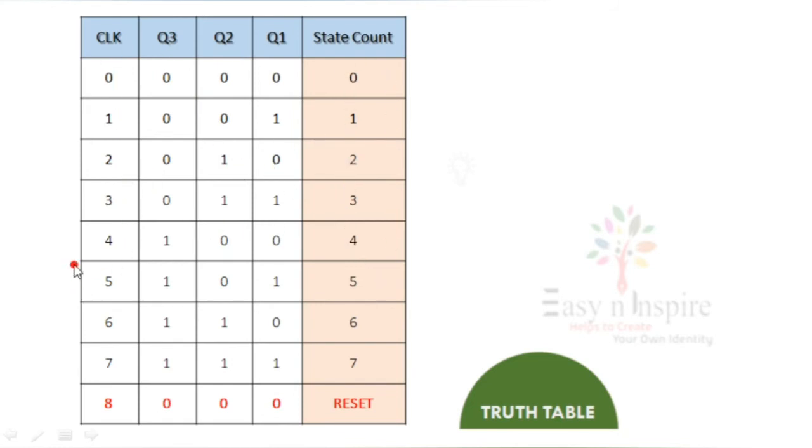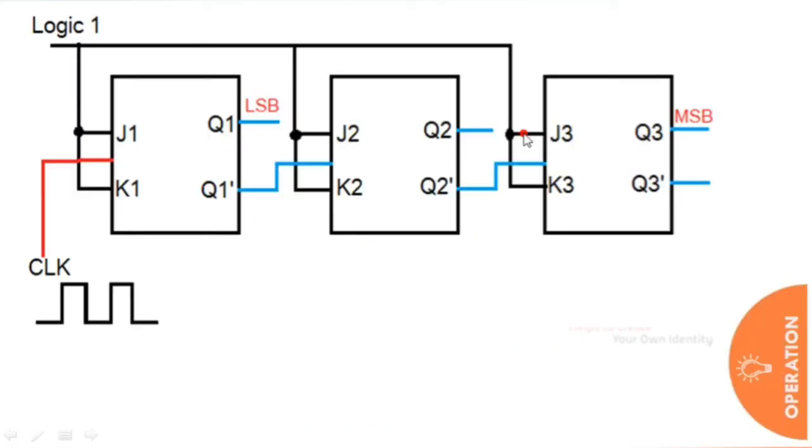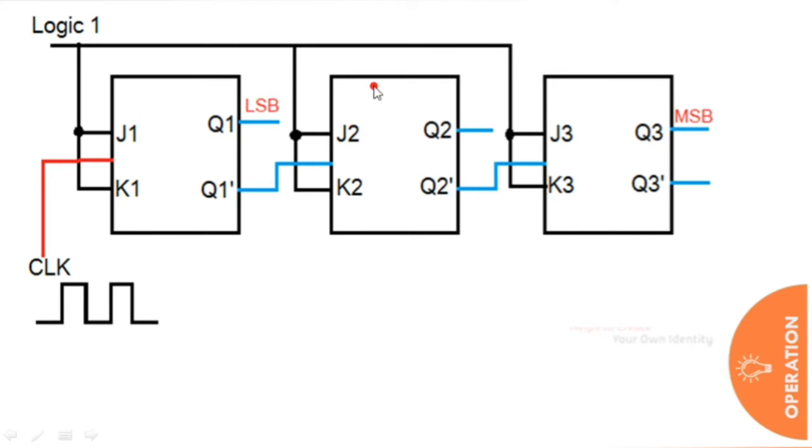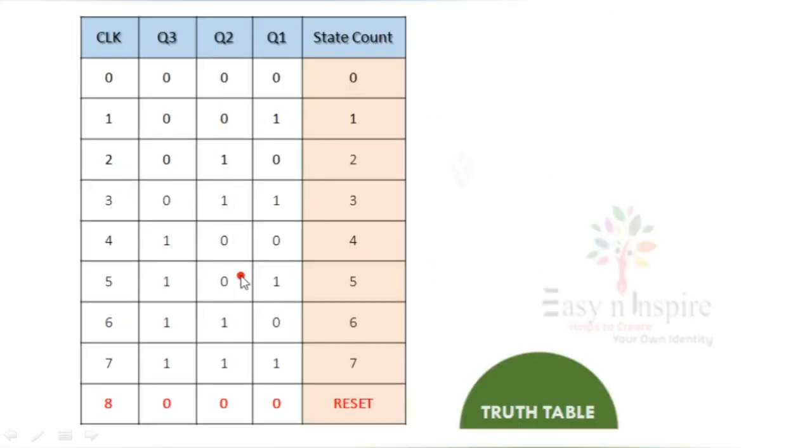So this is the number of clock pulses applied. See here, Q3, Q2, Q1. Why are we going like this? Always we write data from MSB to LSB. So MSB, the middle value, and here LSB. So MSB to LSB we are going to write, or you can say LSB to MSB. Whatever output values you got here, write them down one by one in the truth table, and the value of the output is nothing but the count.